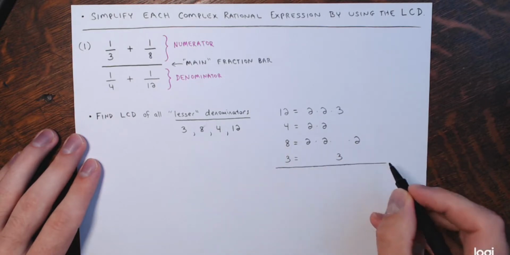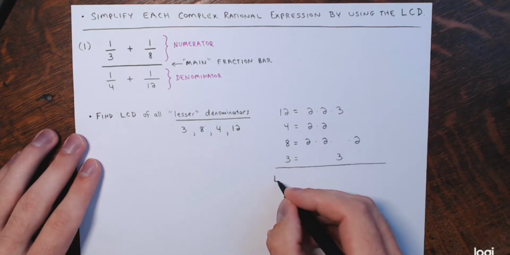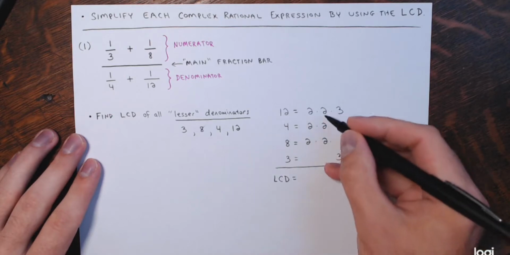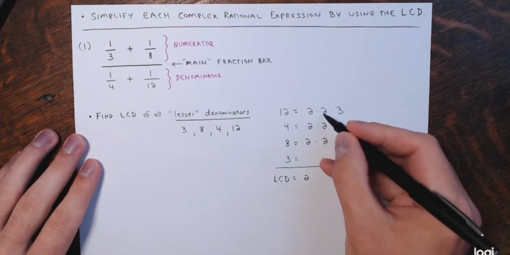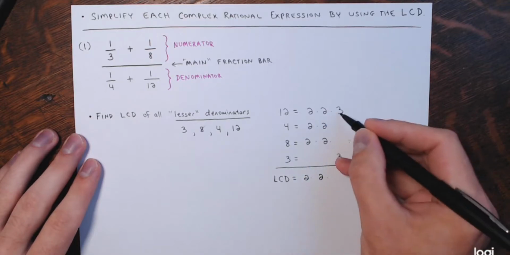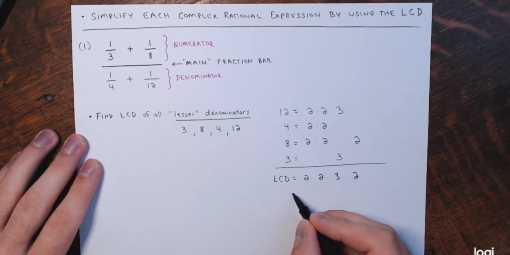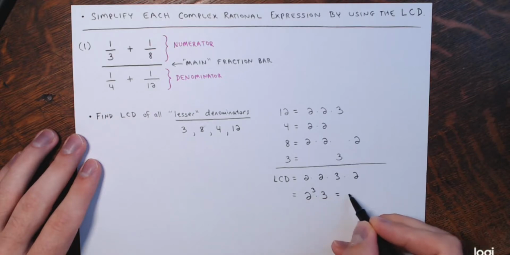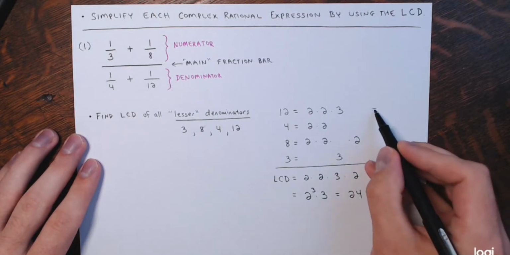And if you list every individual factor like this, you can state the LCD by just copying the factors that show up in each column. So there's a 2 times 2 times 3 times 2. And there's the LCD, 2 to the third times 3 to the first, or 24. Right, 8 times 3.